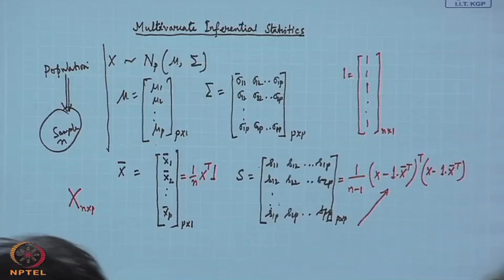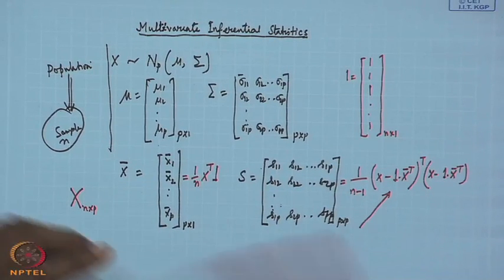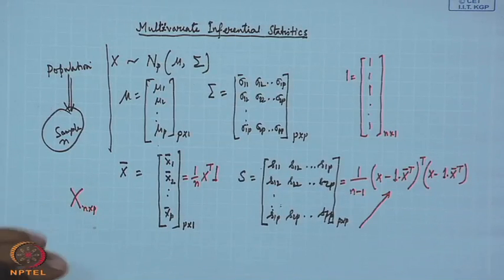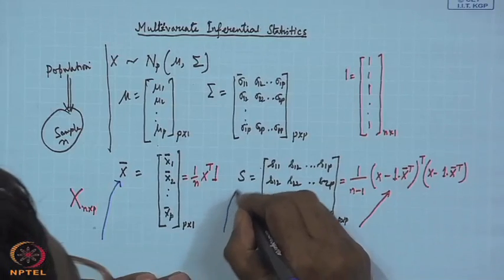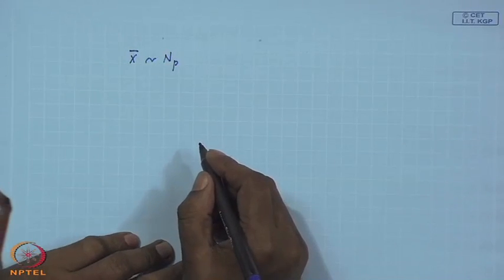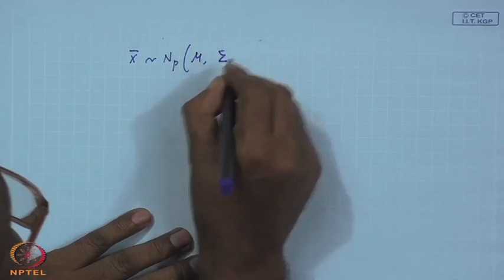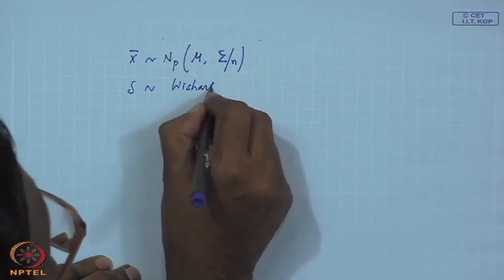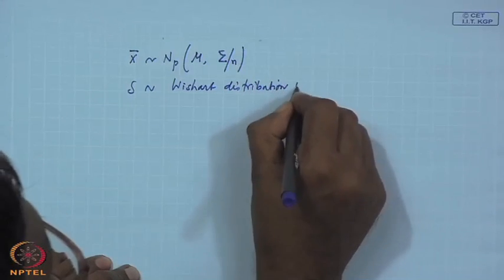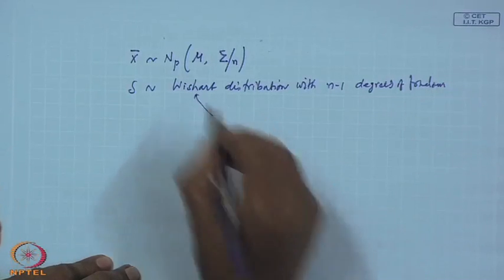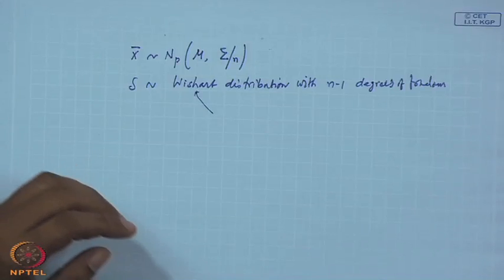Fine. Now, when we talk about inferential statistics, you have seen in the univariate case also that we talk about the distribution of the statistic of interest. For example, you may be interested to know what is the distribution of x bar. Similarly, what is the distribution of S? Now, x bar follows a multivariate normal distribution with p variables, mu and sigma by n, and S follows Wishart distribution with n minus 1 degrees of freedom. This is a complex distribution, the Wishart distribution. We will not talk anything about this Wishart distribution henceforth.